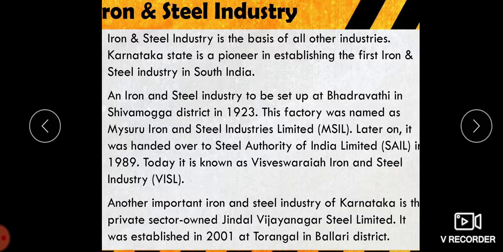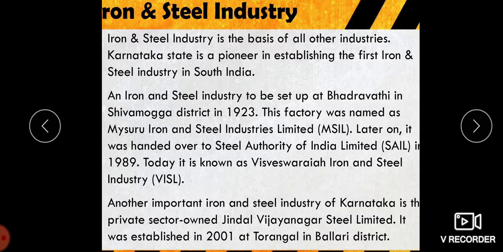The rich and abundant iron ore deposits which were there in the Baba Budangiri Hills could be utilized. This factory was named Mysuru Iron and Steel Limited, MISL. Later on, it was handed over to the Steel Authority of India Limited, SAIL, in 1989. Today, it is known as the Visvesvaraya Iron and Steel Industries.